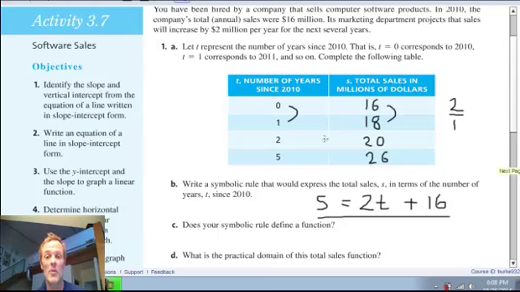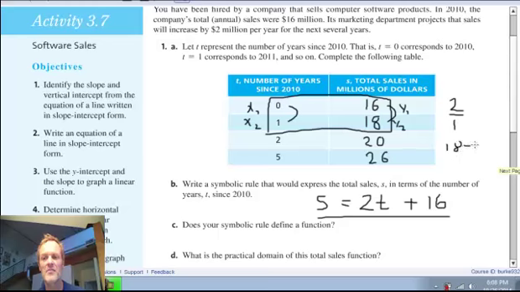If you want to use the slope formula on these points, you could say, right, this is y2, this is y1, this is x2, this is x1. You could say, well, 18 take away 16 over 1 minus 0 is 2 over 1, which is still 2. So the slope is 2.